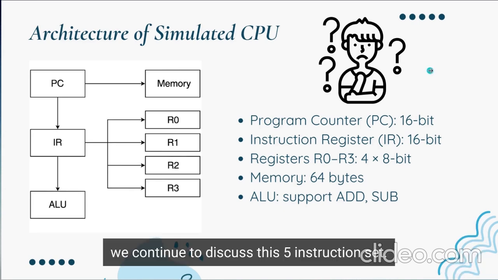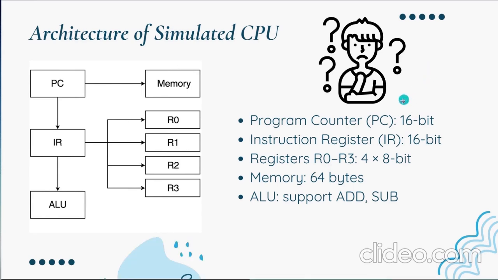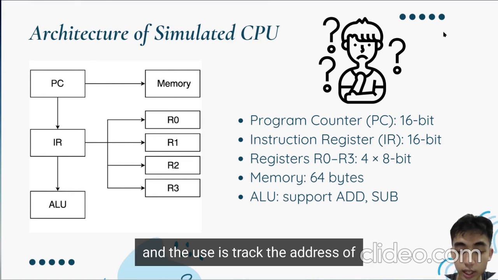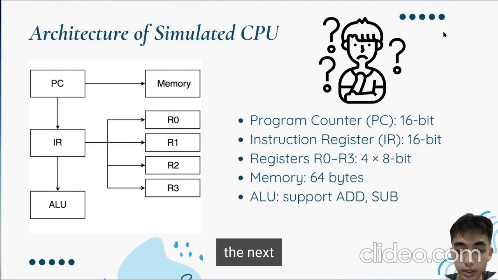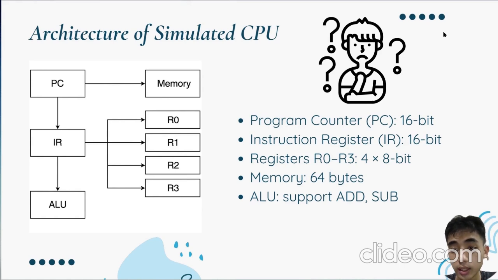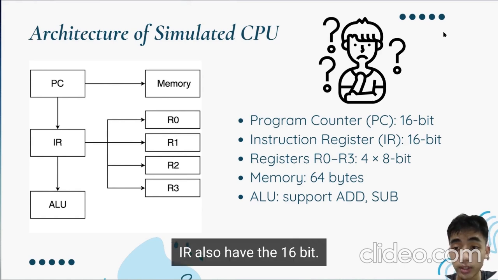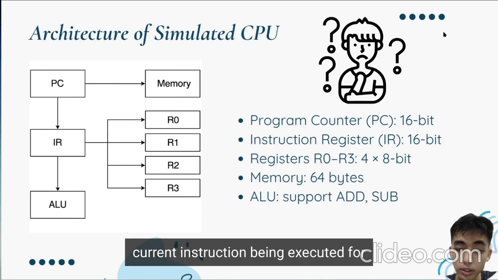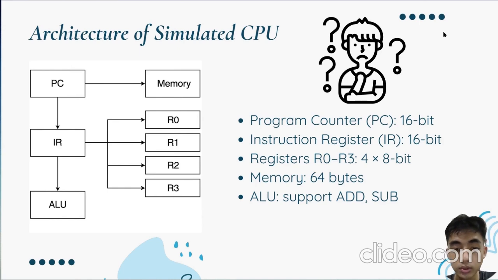We continue to discuss the 5 main components. The program counter, PC, is 16 bits, and its use is to track the address of the next instruction, incremented by 2 per cycle. The next one, the IR, is also 16 bits, and it holds the current instruction being executed for decoding and execution.